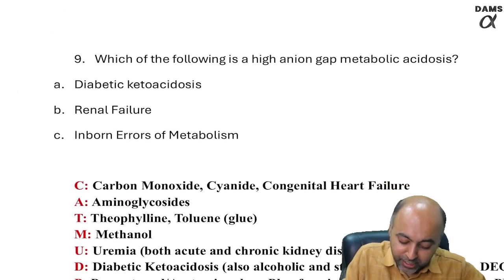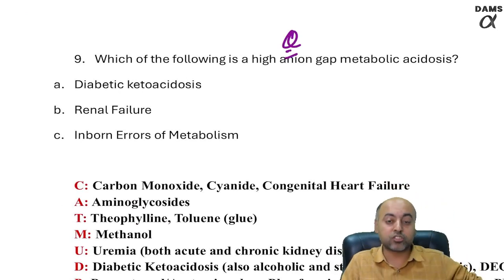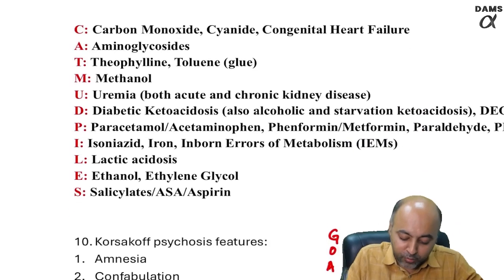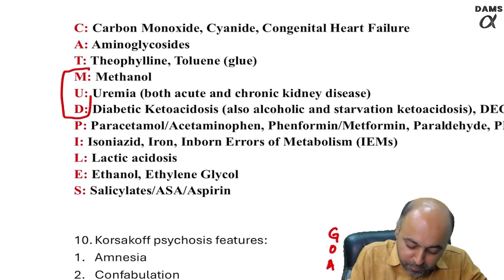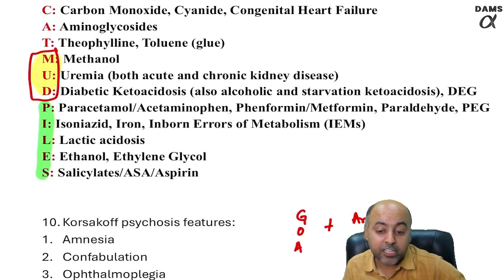Again, we are getting the question on high anion gap metabolic acidosis very repeatedly. So I would expect you to remember MUDPILES. Please remember MUDPILES as the mnemonic for high anion gap metabolic acidosis.